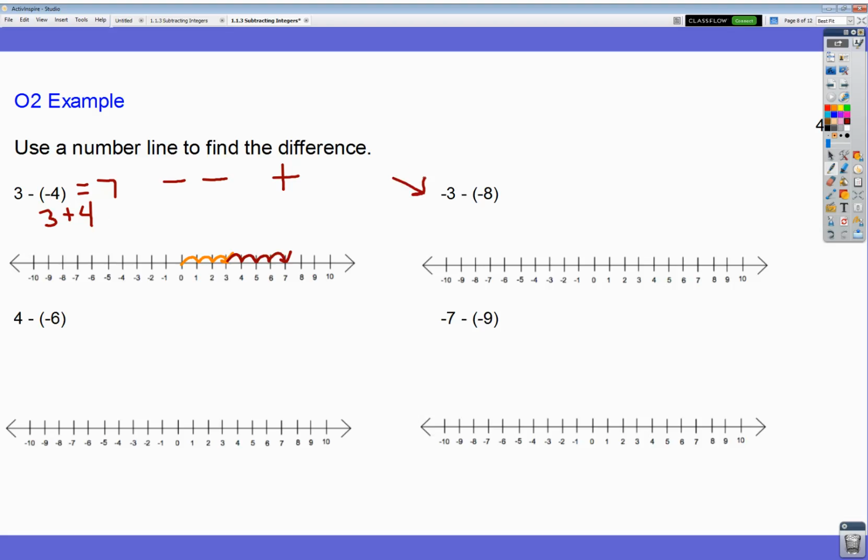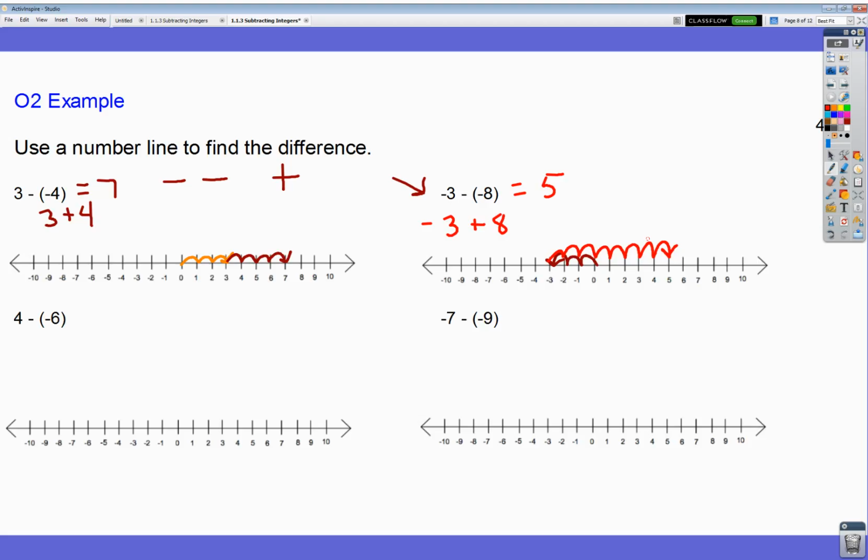Okay, let's look at this example next. We have negative 3 minus a negative 8. So we're going to start by going 3 to the left. And then we're going to move 8 which direction? I hope you thought to the right. We're subtracting a negative, so we're going to move to the right. 1, 2, 3, 4, 5, 6, 7, 8. Negative 3 minus a negative 8 is 5. And this is the same answer we would get if we did negative 3 plus 8, because we'd start at negative 3 and then we'd go 8 to the right.